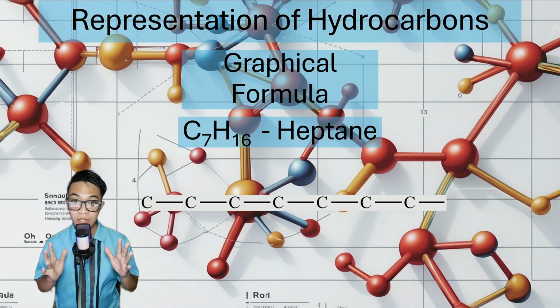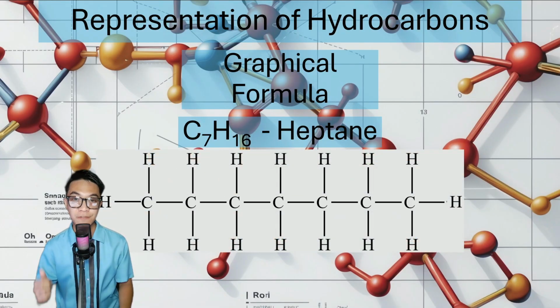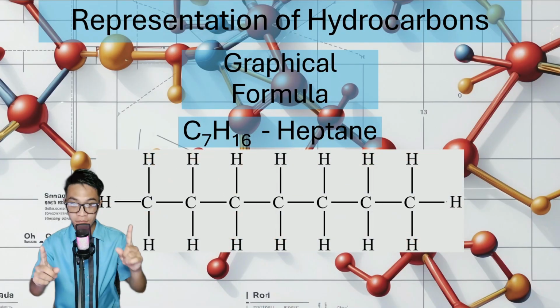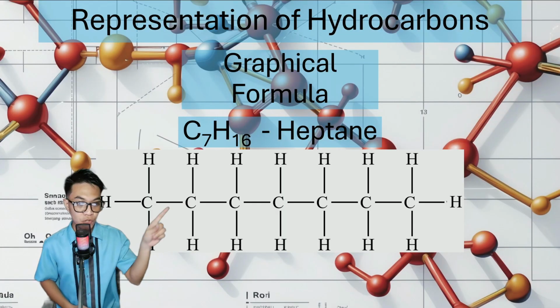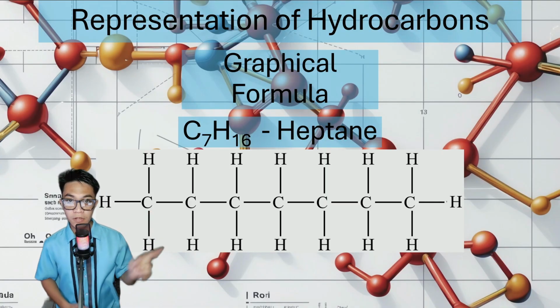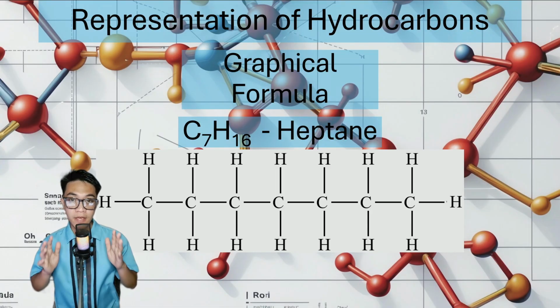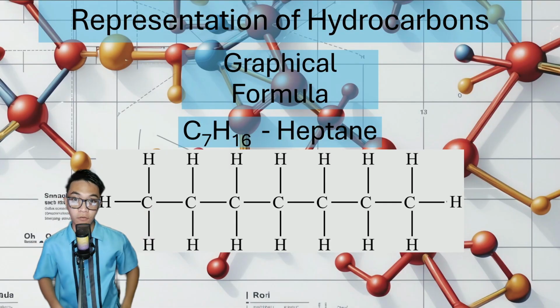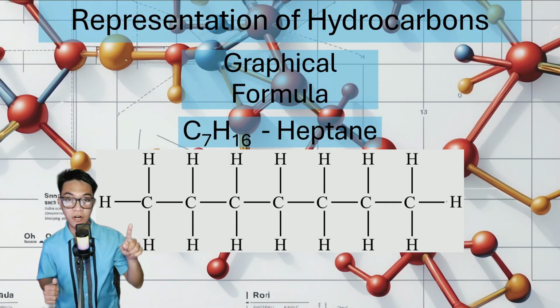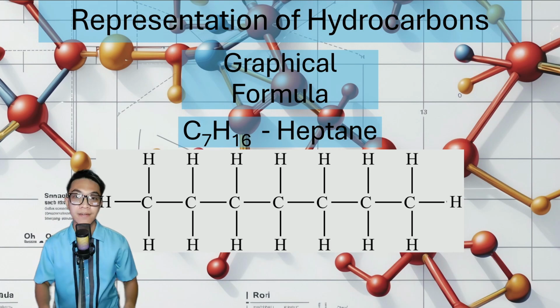And then after that, since this is an alkane, a saturated hydrocarbon, we simply have to attach all the hydrogen to the carbon atoms present. Now, take note of this crucial step. After you draw the graphical formula, you have to make sure that when you count all of these carbon and hydrogen atoms one by one, the number is equal to the number that we have for our molecular formula. In this case, we have 7 carbons and 16 hydrogens.